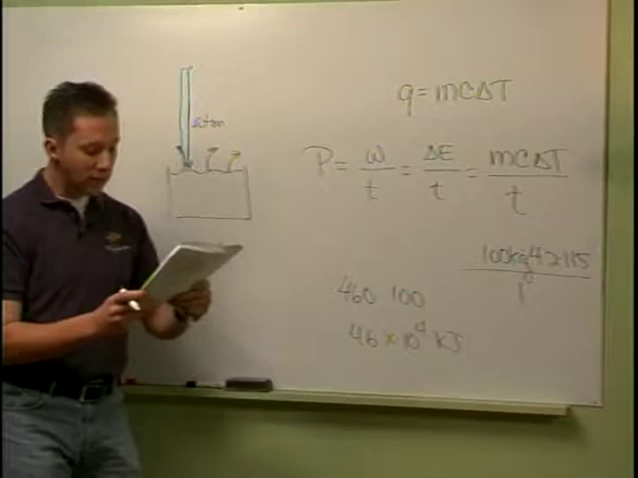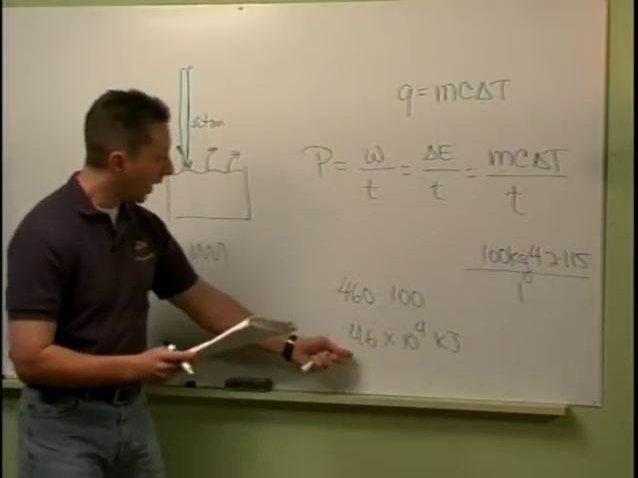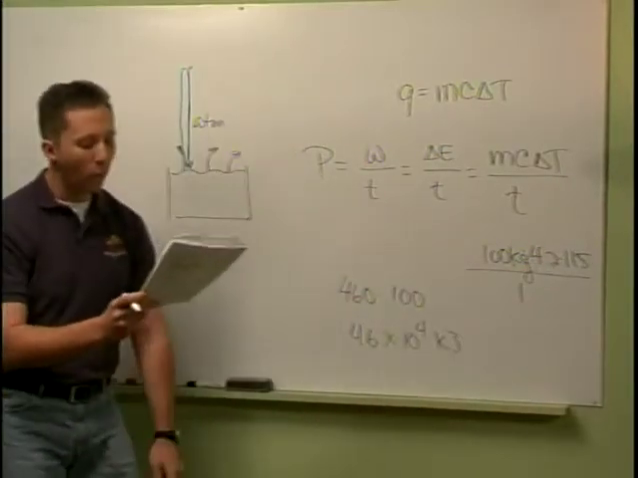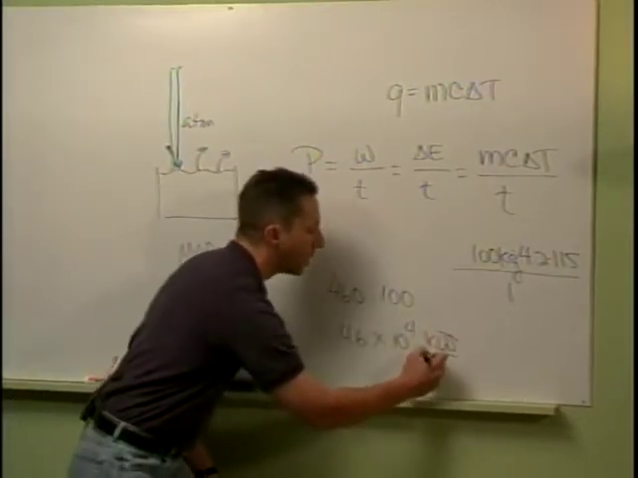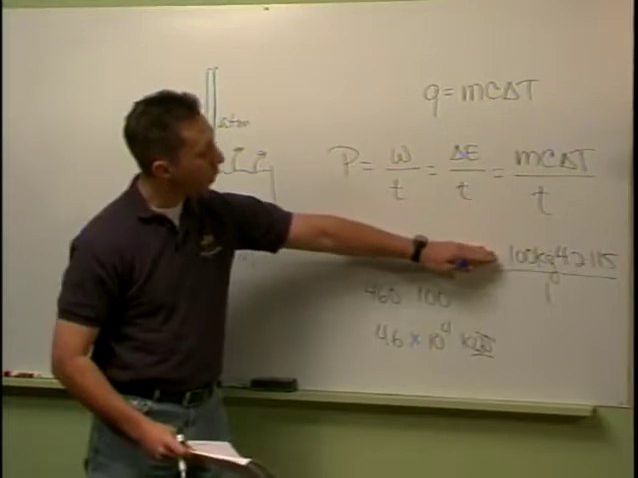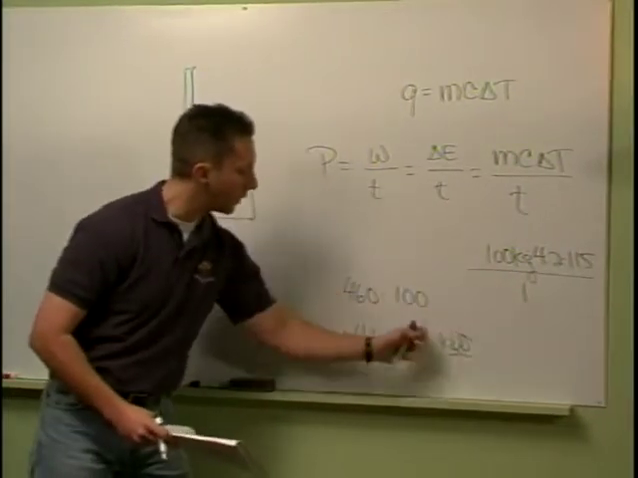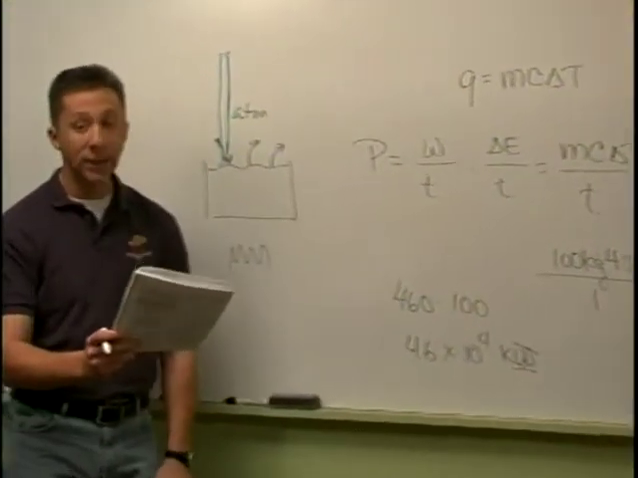Right. Let's find the answer that says that. I got 4.6, but I rounded a little bit, 4.8 times 10 to the 4th. Again, the unit would be a kilowatt because we're talking about power. Power would be a joule per second in this case, so kilowatts. Best answer for 18 is B.